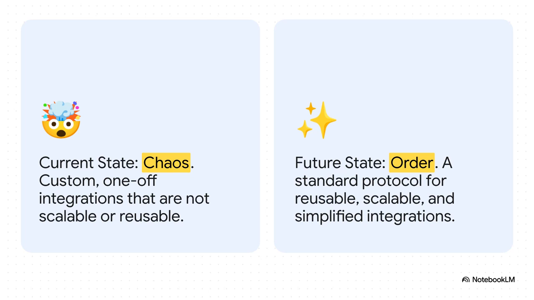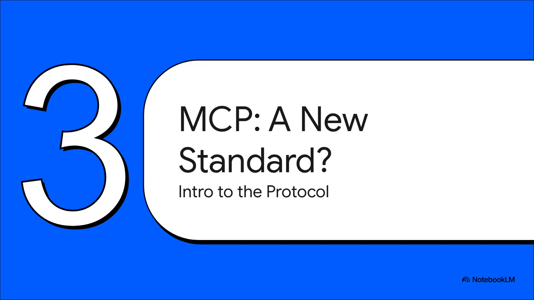Developers are stuck building these fragile one-off connections for every single little thing. One person builds a custom function, another spins up a whole web server. It's just this tangled mess of custom code that you can't reuse or scale. We desperately need to go from this free-for-all to some kind of order. So how do we clean up this mess?